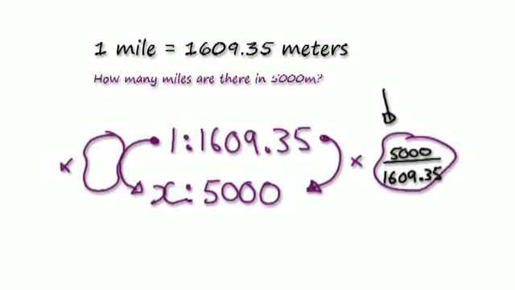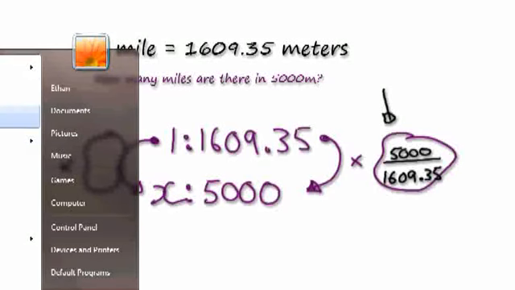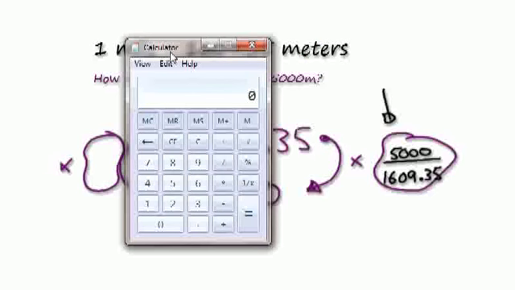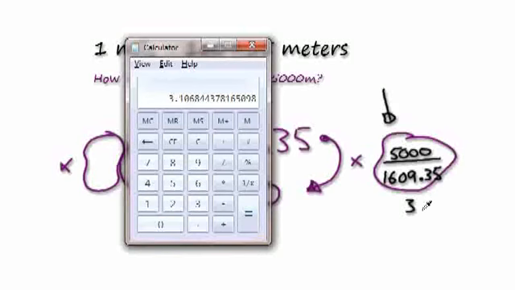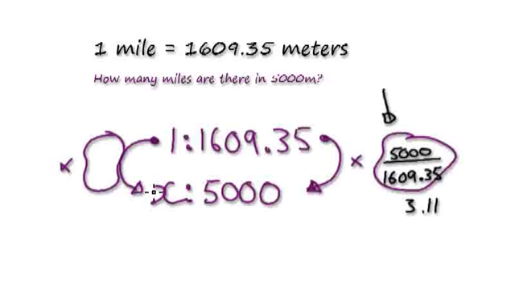Okay, let me get my calculator out. Now I'm trying to work out the multiplier. The multiplier is 5,000 divided by 1609.35. So this is the multiplier. What is that? 3.1. Let's round it off to 2 decimal places. Okay, 3.11. So this multiplier is 3.11. This multiplier is the same as this multiplier here.